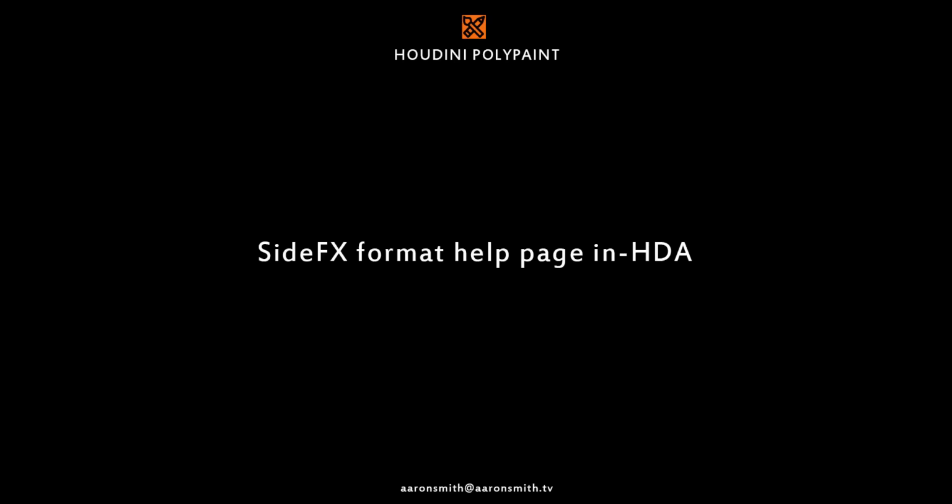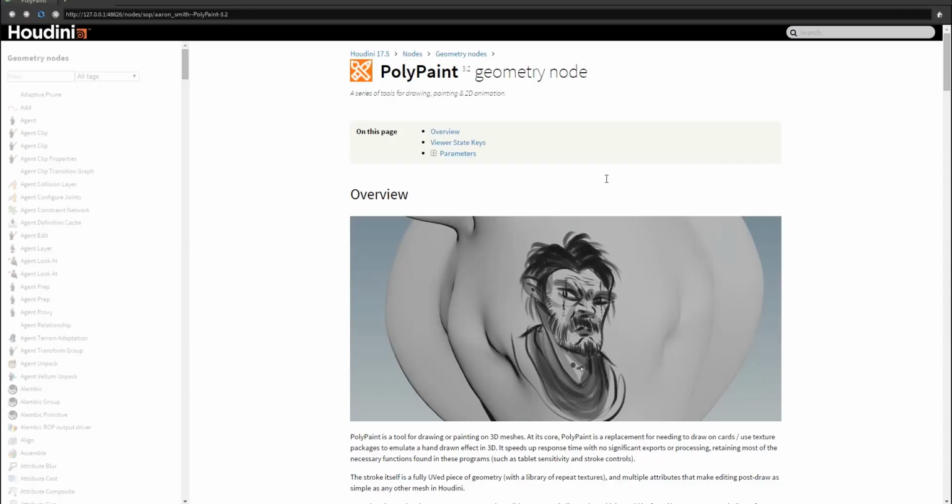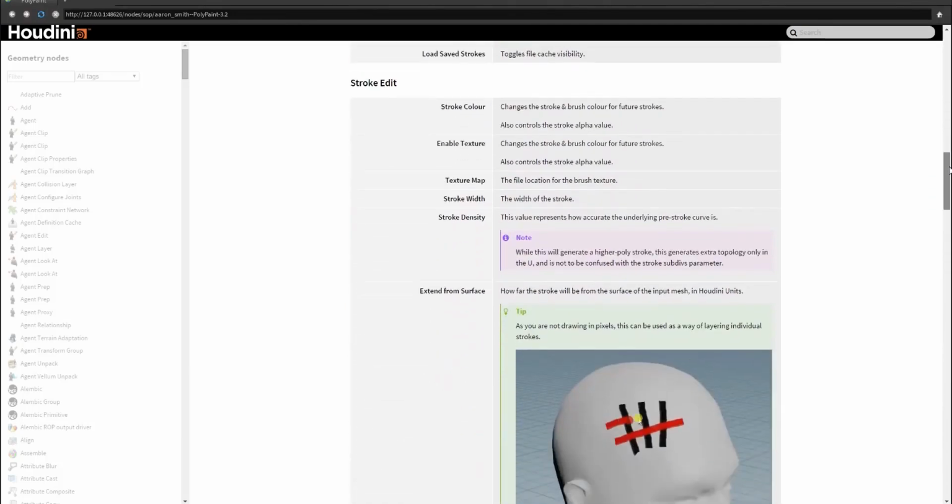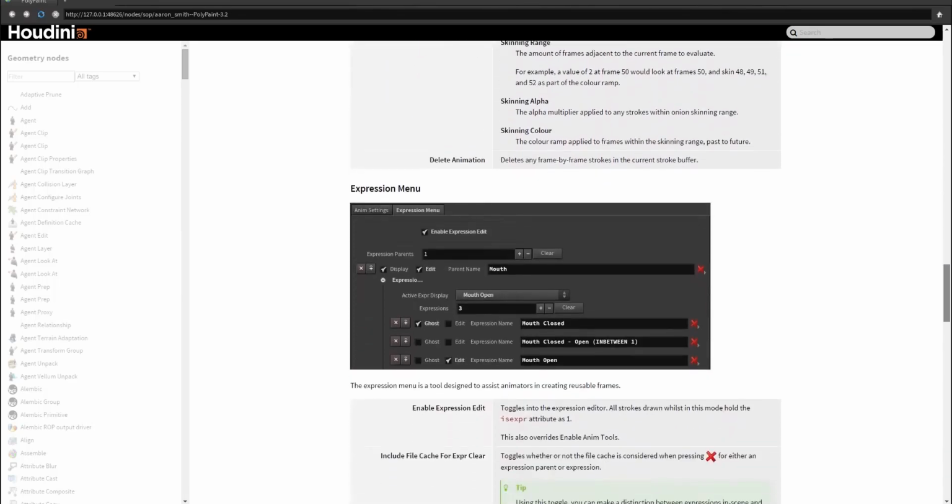And this is about it, guys. Polypaint, drawing, painting, and animating tool directly in Houdini. What more can we expect? There's a whole lot of things coming up, and we're very excited about that.